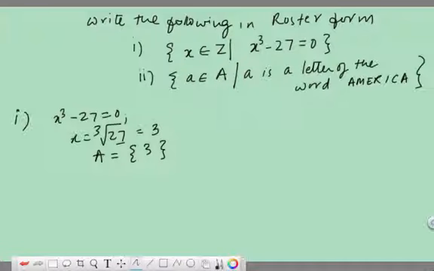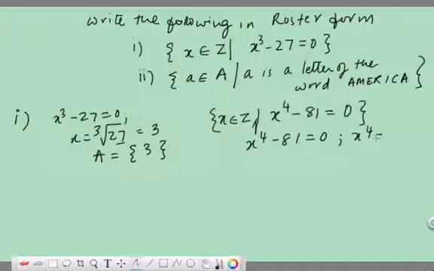If the same thing was x belongs to Z such that x power 4 minus 81 equals 0, then x power 4 equal to 81, x equal to 4th root of 81, which is plus or minus 3. So in this case, the set would have been {-3, 3}.